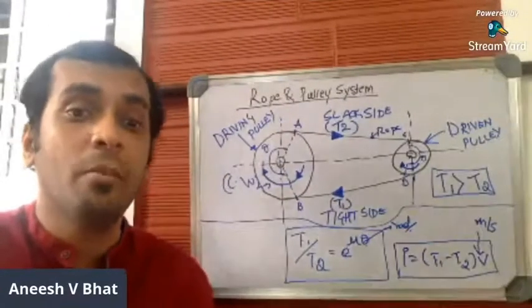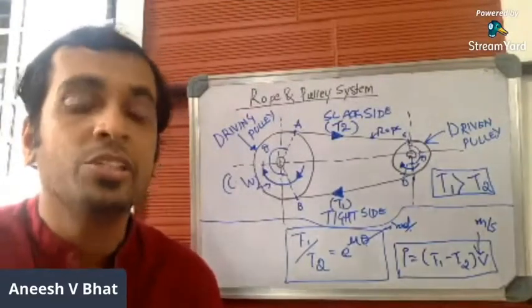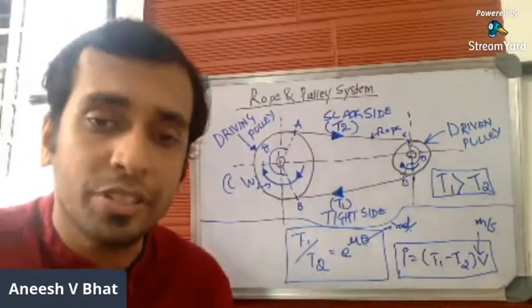So these are the problems available in the rope and pulley system. So go through all the problems. This is one of the easiest concepts available in friction.